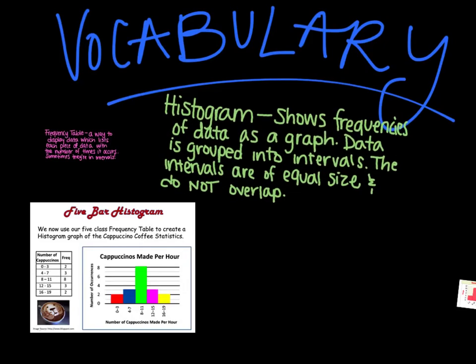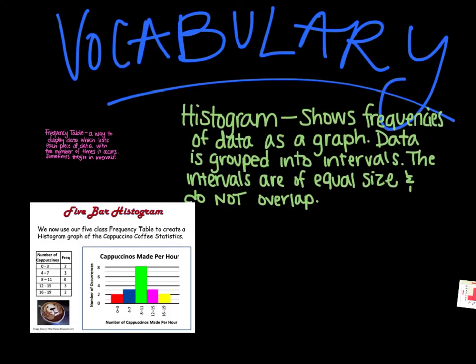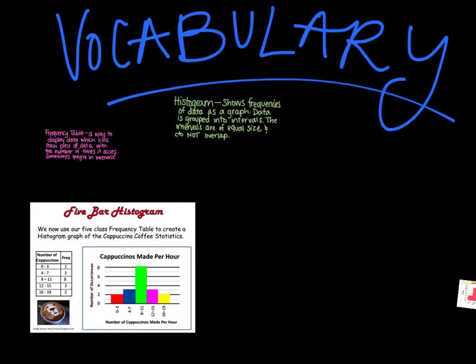A histogram shows frequencies of data as a graph. Data is grouped into intervals. That's very key. They have to be in intervals, and the intervals have to be of equal size, and they cannot overlap each other. So if we look at this picture again, obviously this then is the histogram graph. If you look, you have your intervals listed on the bottom, and then we have graphs here.